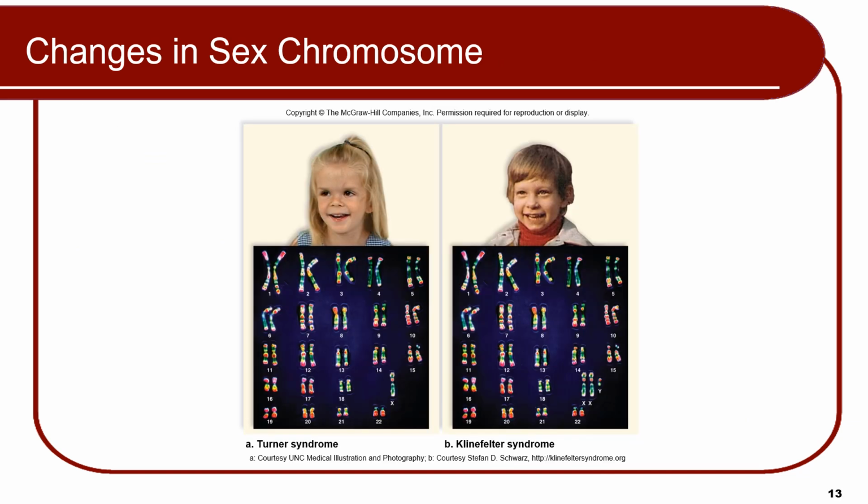So this would be a karyotype of a Turner syndrome. There's only 1 X chromosome and there's no second sex chromosome here. It's just the 1 X. And this would be Klinefelter's, where there's 2 X's and 1 Y.